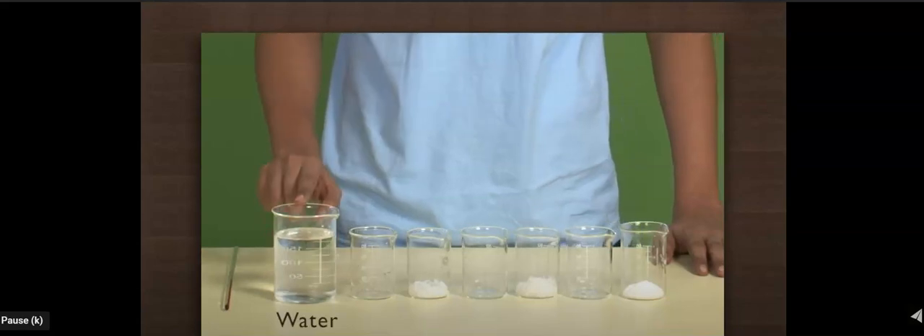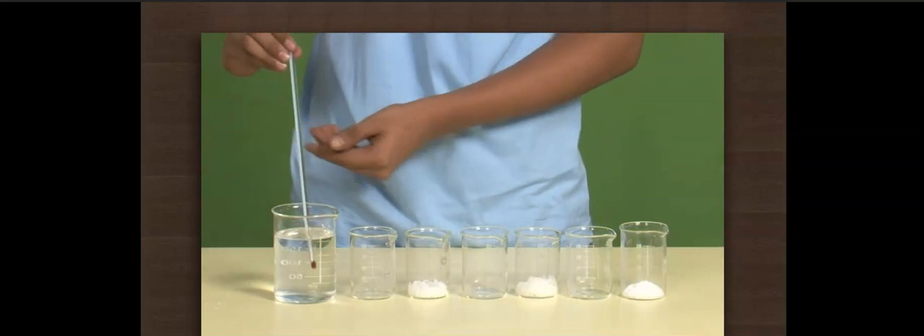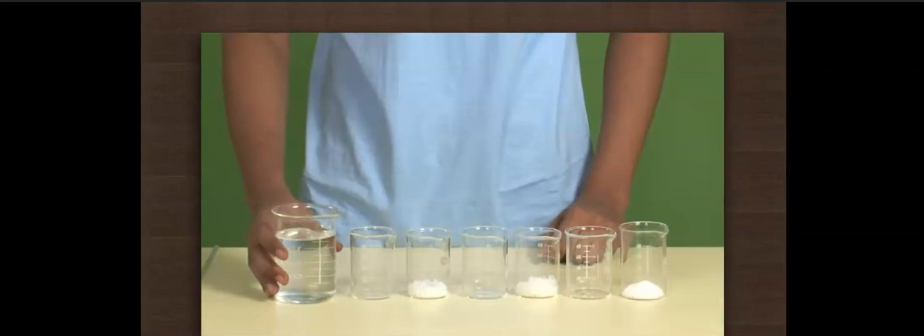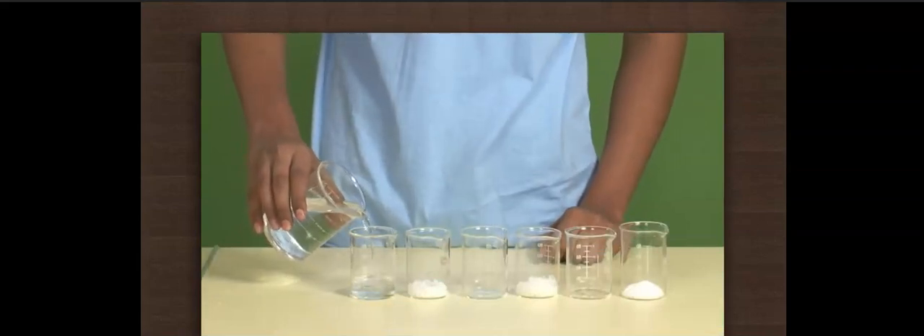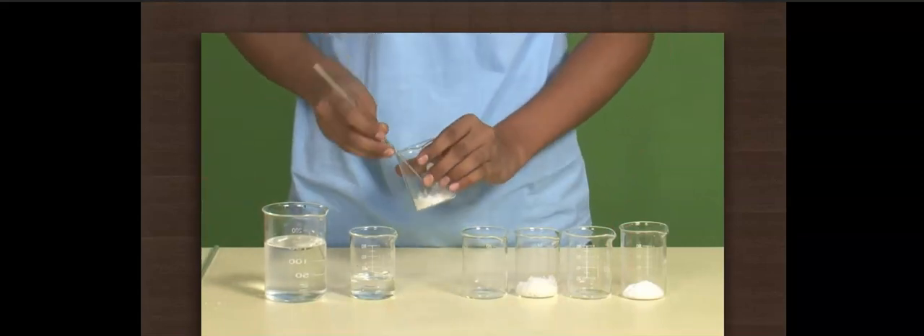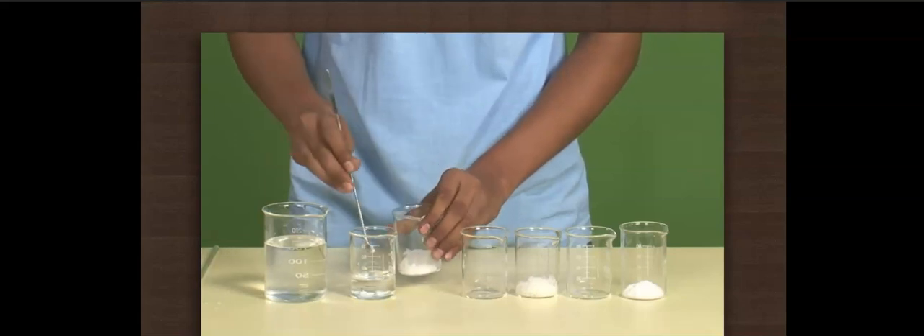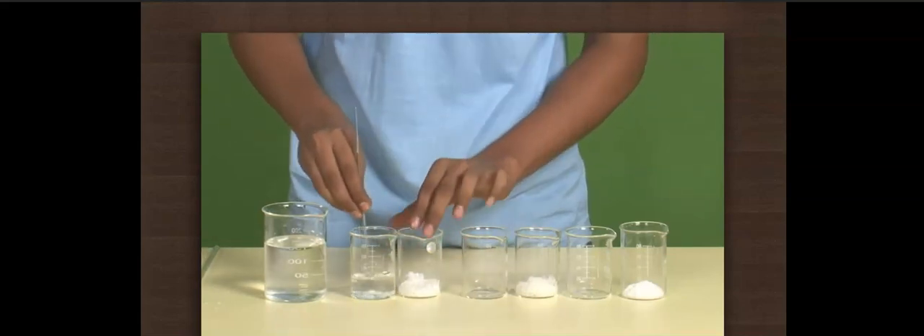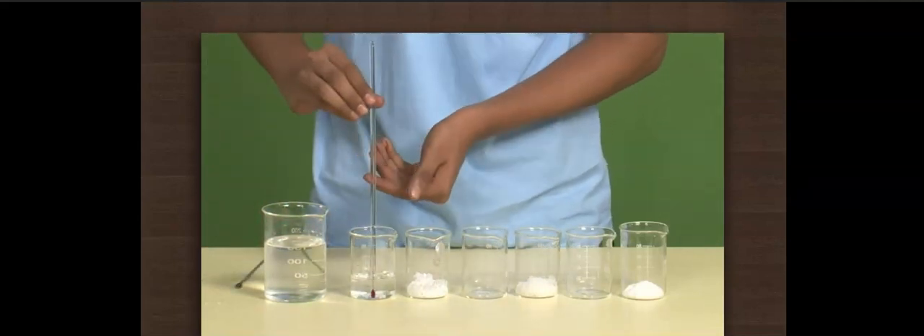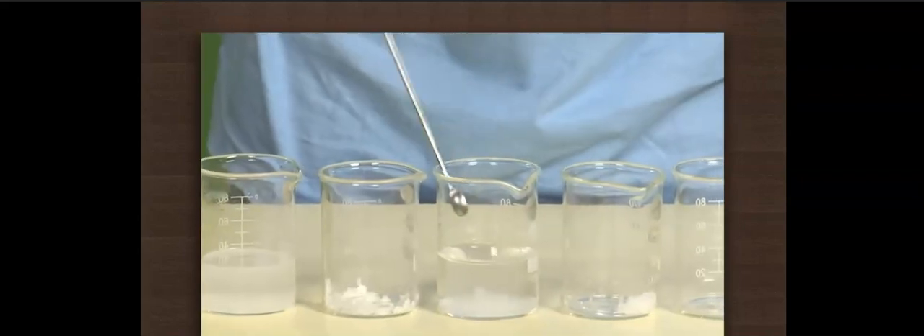So here we have water, sodium hydroxide, ammonium nitrate, and sodium chloride. Note that the temperature of the water is 20 degrees Celsius. When the water is added to the first beaker, we're going to add the sodium hydroxide to that beaker. Okay, we're going to give that a good stir, and we're going to take the temperature of our solution. And notice that the temperature of the solution is now 48 degrees, so from 20 to 48.